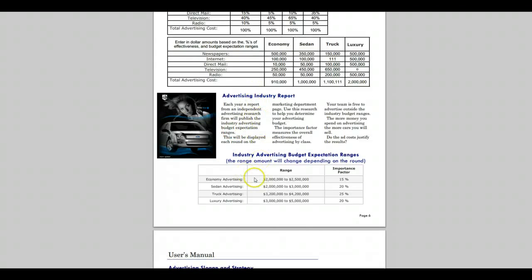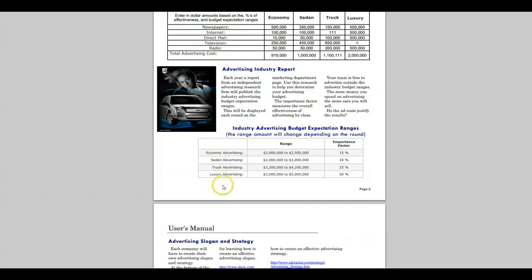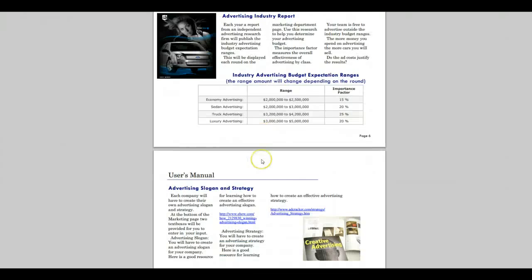And there's an industry report that gives us an advertising expectation range. So we know about how much the market is spending on advertising each round. And I guess somehow it's reactive to what we do in our competition, so it will change every round.